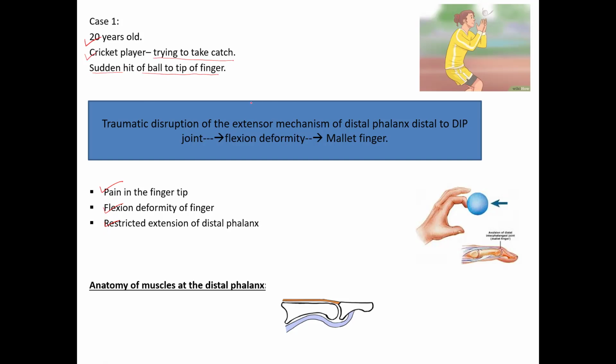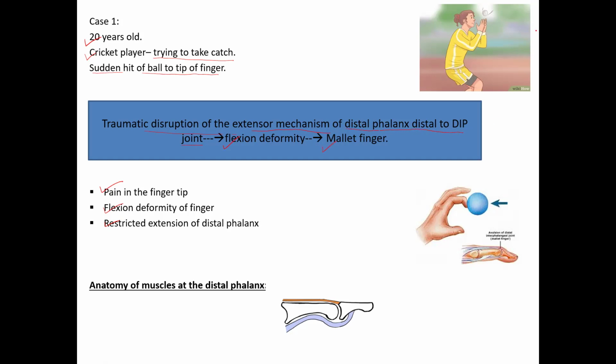So what is mallet finger? Mallet finger is traumatic disruption of the extensor mechanism of the distal phalanx, distal to the distal interphalangeal joint. So when there is damage to the extensor mechanism, the finger will land up in flexion deformity. This flexion deformity is otherwise called mallet finger.